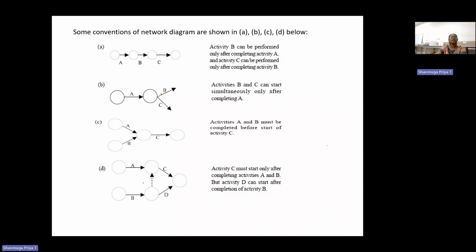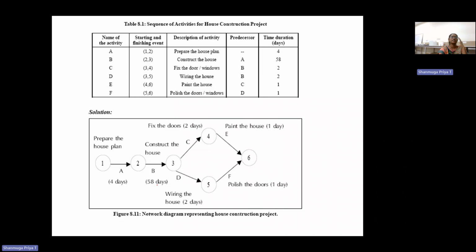Which means that there is a dummy activity we can use. So this dotted line shows the dummy activity, and we can mention it like this. So this is how we can write these activities. Here is an example of how the questions will come.